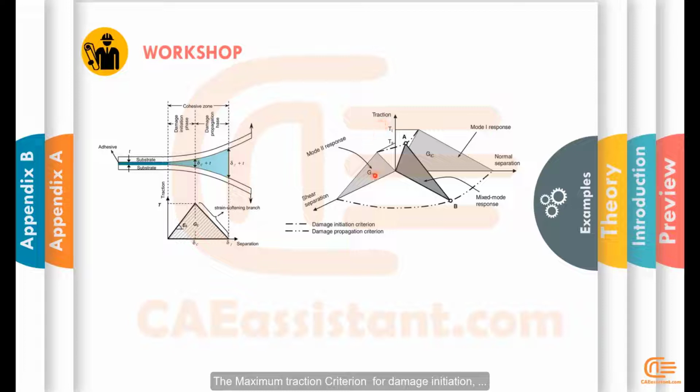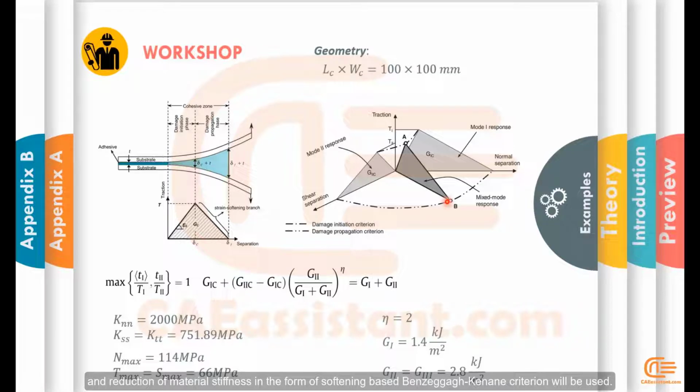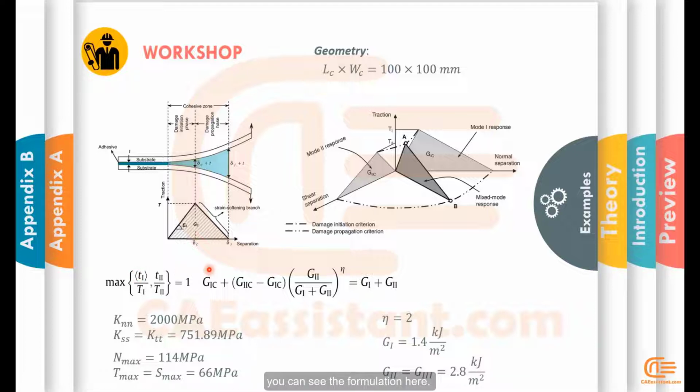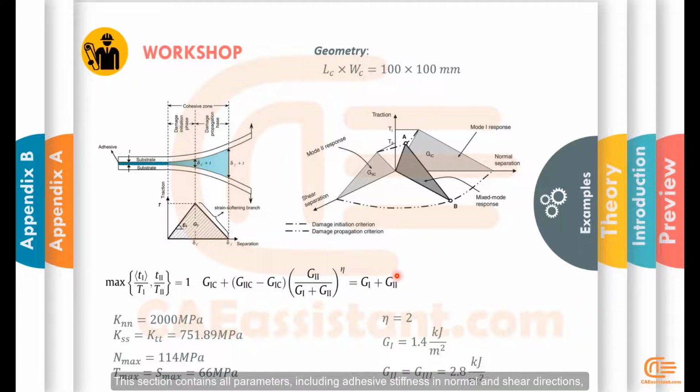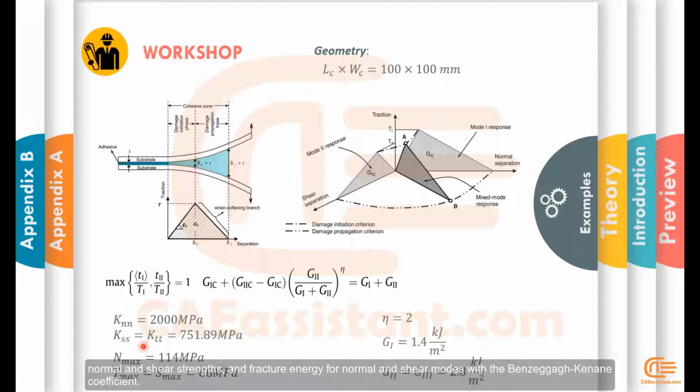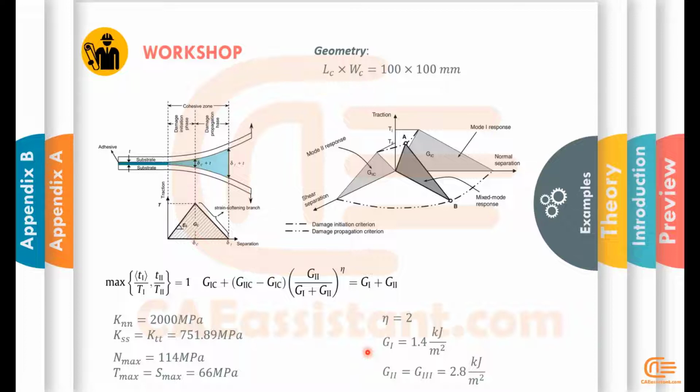The maximum traction criterion for damage initiation and reduction of material stiffness in the form of softening based on the Benzeggagh-Kenane criterion will be used. You can see the formulation here. This section contains all parameters including adhesive stiffness in normal and shear directions, normal and shear strength, and fracture energy for normal and shear modes with the Benzeggagh-Kenane coefficient. In the next section, we will discuss how to simulate using this subroutine.